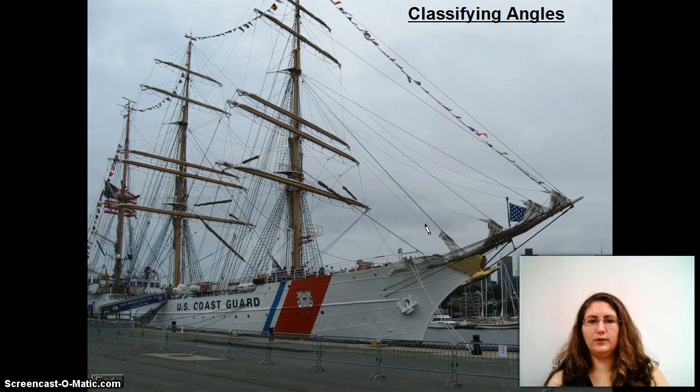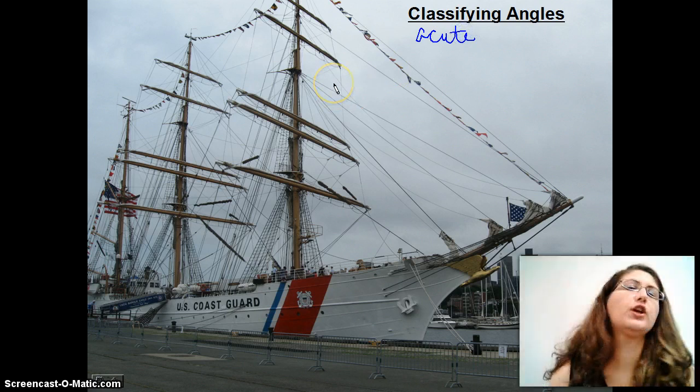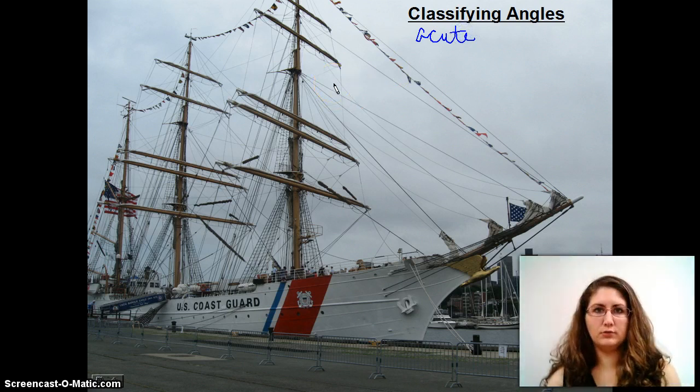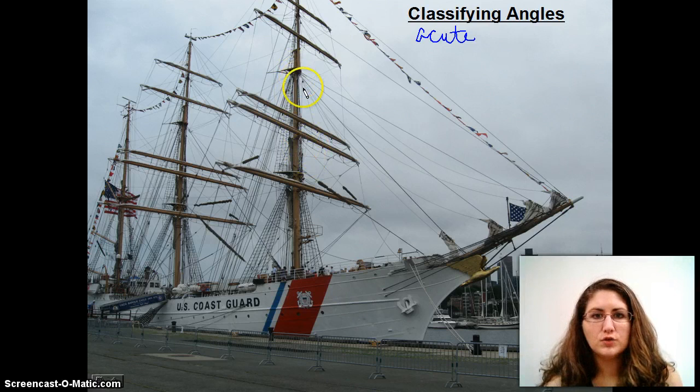Alright, classifying angles. Hopefully when you start to look around, you'll see geometry all over the place. We're going to classify the angles. I'm just going to point out some angles in this picture. You don't need to write anything down on the screen; we'll review it on the next screen. So classifying angles, if you'll remember, we have acute angles. Acute means they're greater than 0 degrees but less than 90 degrees. So if I trace along right here, that would be an acute angle there.